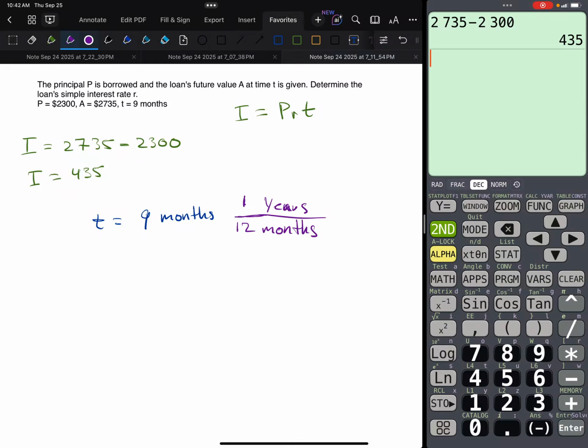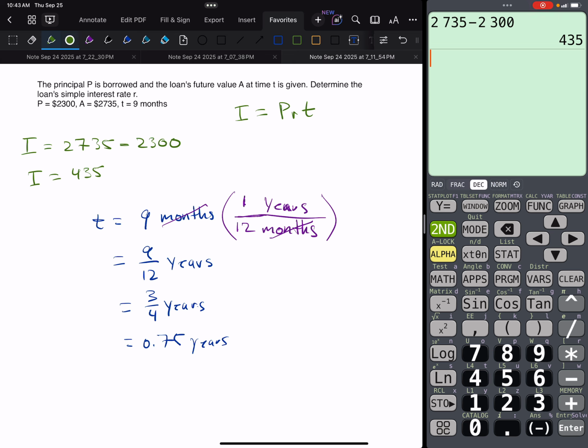1 year equals 12 months, so that is 1. I have something divided by itself. They just look different because the units are different. And so now my months cancel, and I'm left with a value here of T is 9 over 12 years, or 3/4 of a year, or 0.75 years.